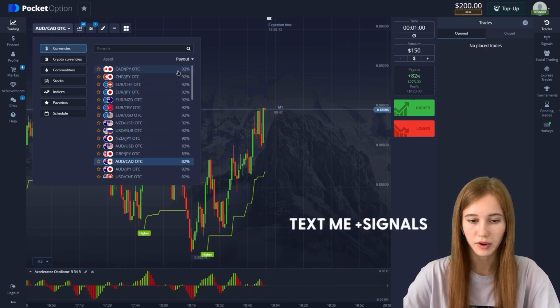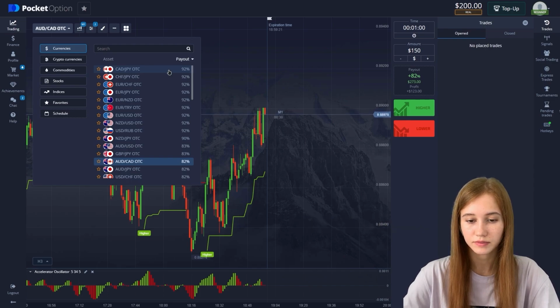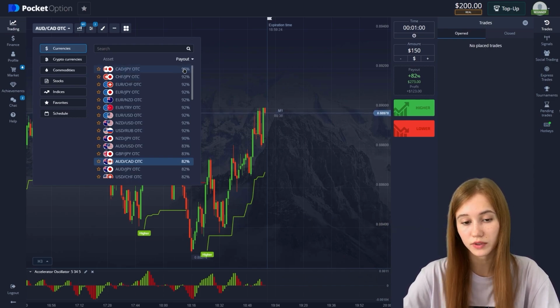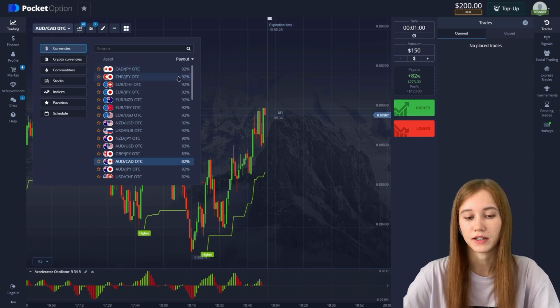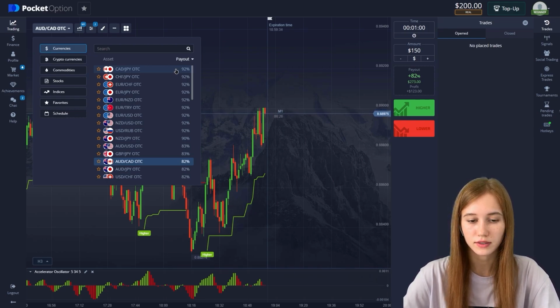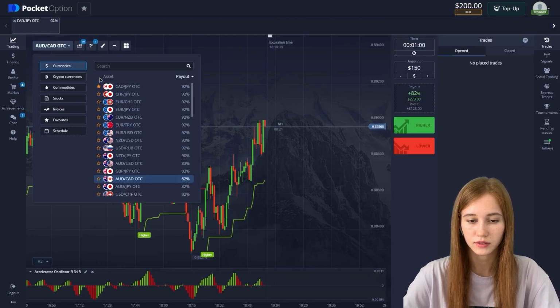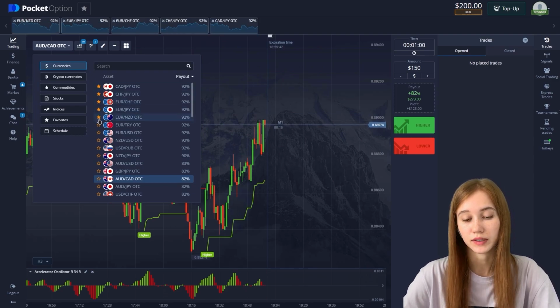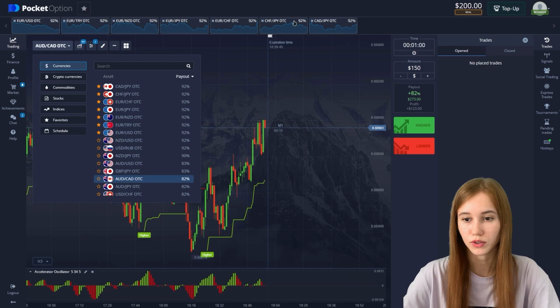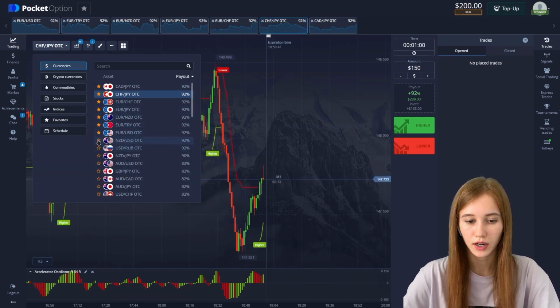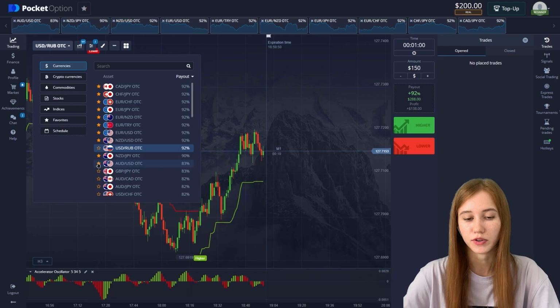So our currency pairs, we see the percentage of currency pairs on the right. They indicate the amount of payments. So if we open an amount of $100 and the percentage is 92% and the deal goes through, then we will have $92 profit. So we open the deal for $100, and the total is $192. I advise you to open above 70%.